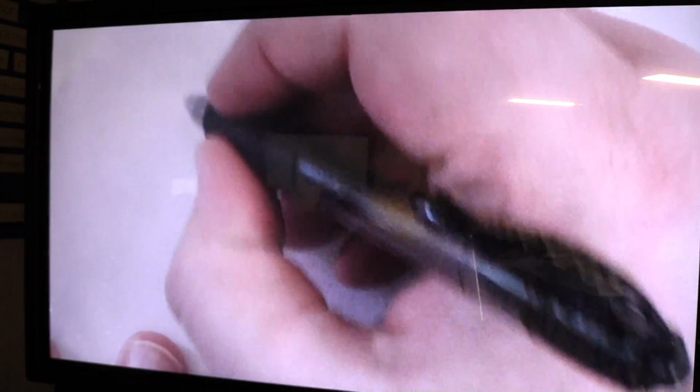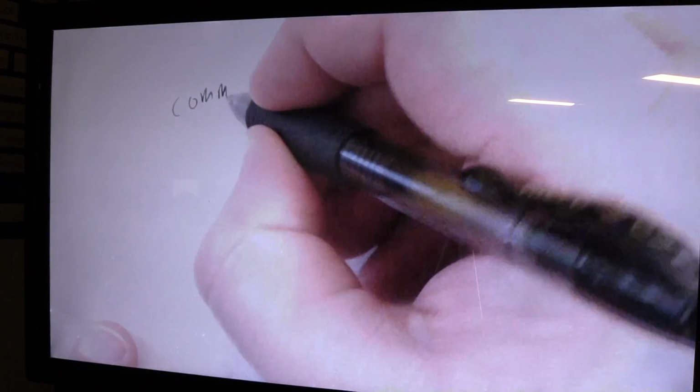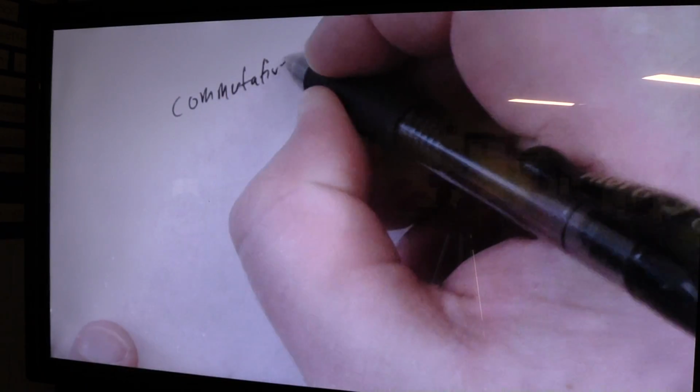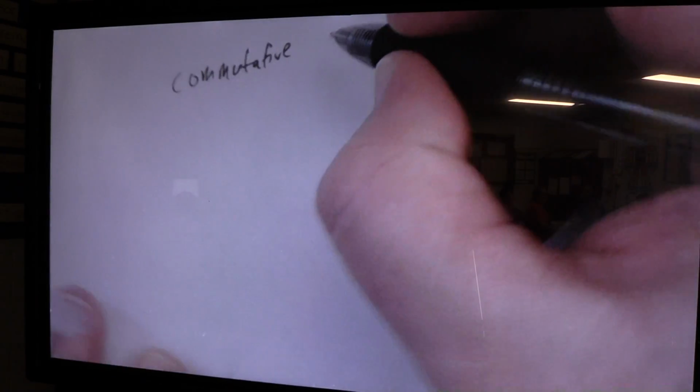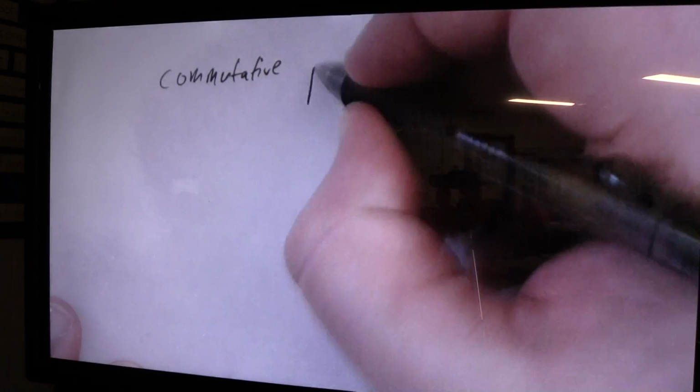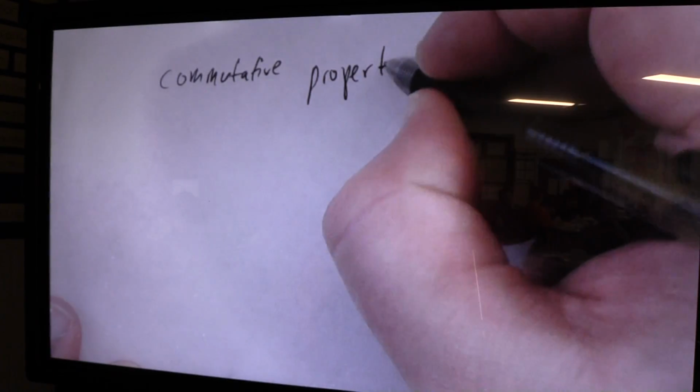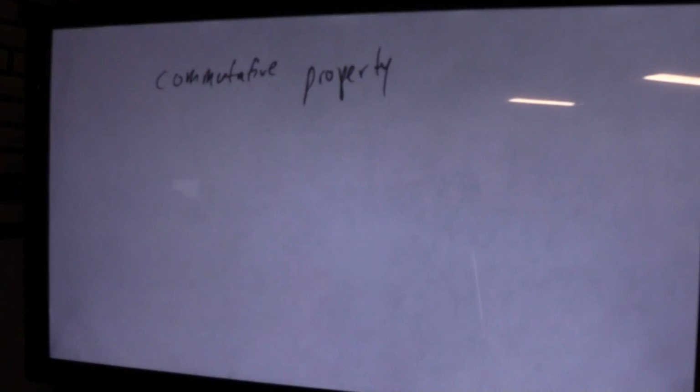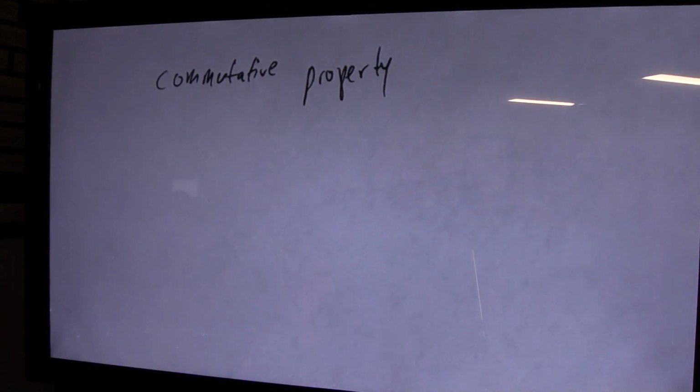Now, commutative is sometimes called the moving property. The reason we call it that is because you can move factors around and it will not affect the product when you evaluate your algebraic expression.